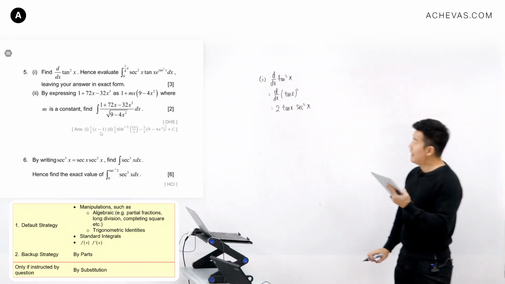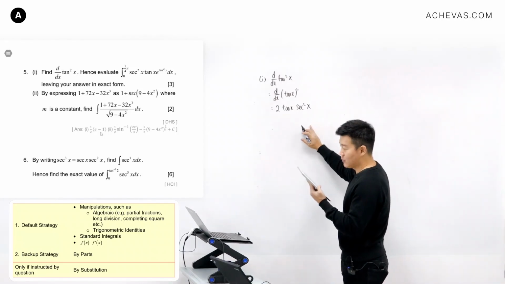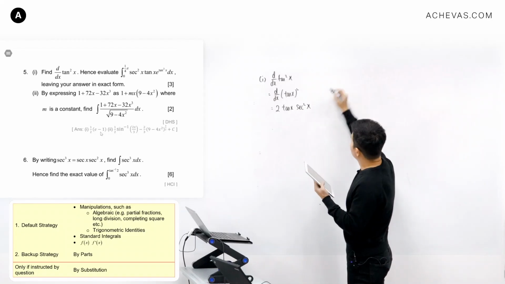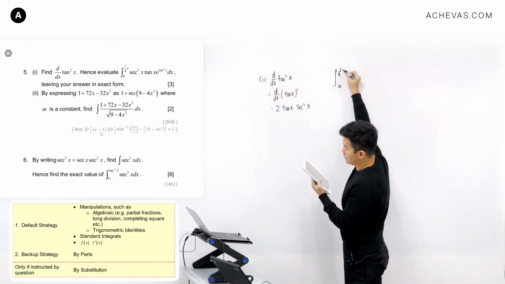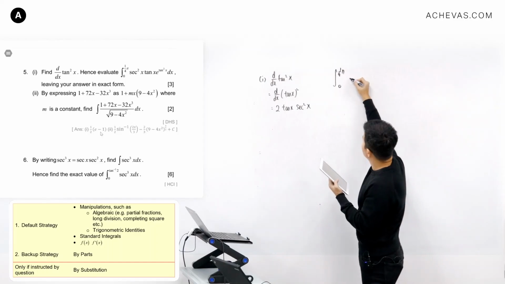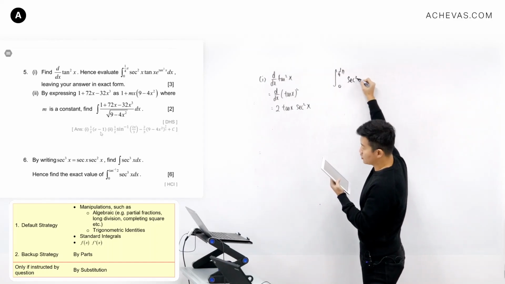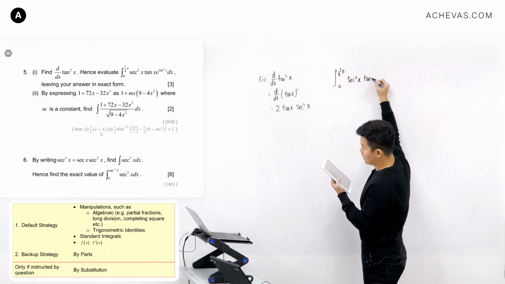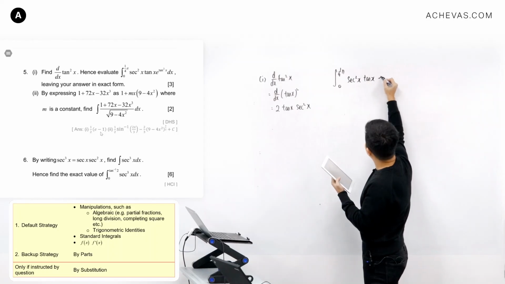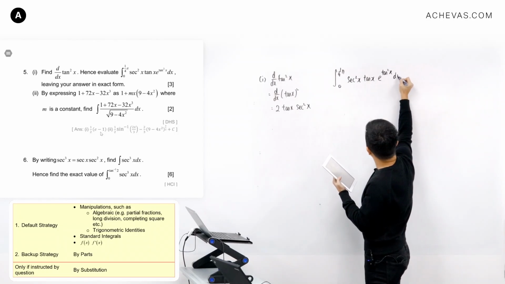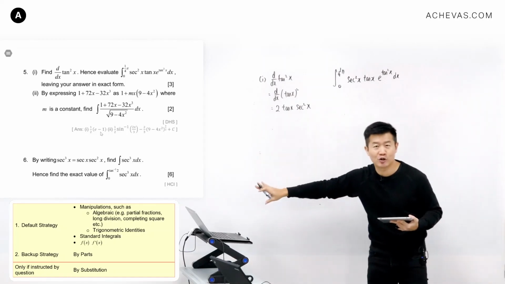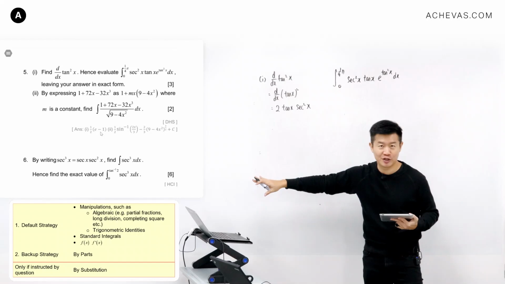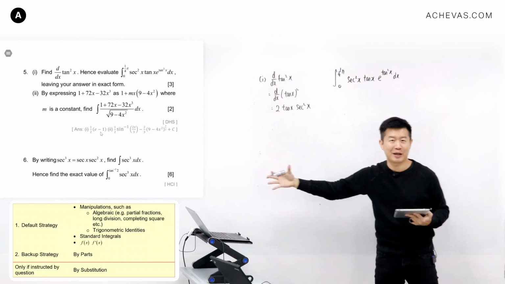And the question says, hence, by making use of this, we are supposed to hence integrate this. Let's try integrating from 0 to 1/4 pi secant square x tangent x, then e to the power of tangent square x dx. And what strategy should we be using? Definitely not the backup strategy, or at least I won't consider the backup strategy first, okay?